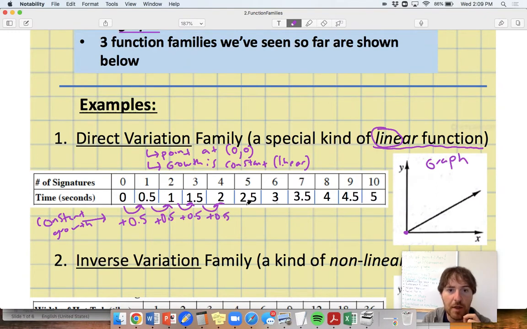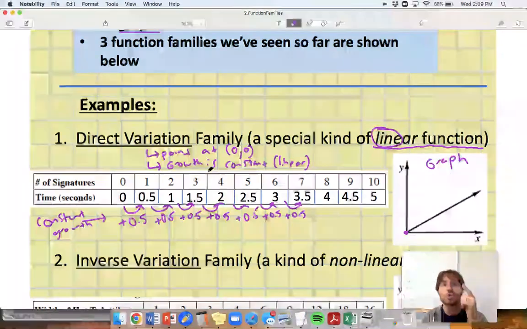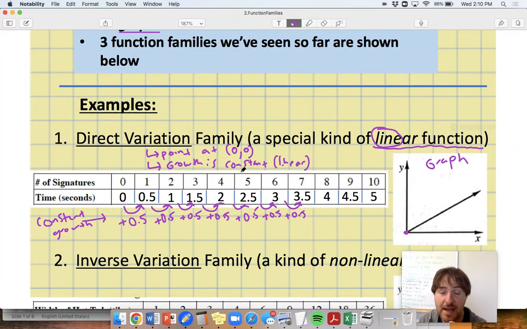Okay, so this is one of the things that make direct variation special. Have you written that down in your notes? We'll have a point at (0, 0), the origin, and as I go from 2.5 to 3, I'm adding 0.5. As I go from 3 to 3.5, it takes me 0.5 seconds per signature, so my growth is constant. Okay, there's an attribute there.